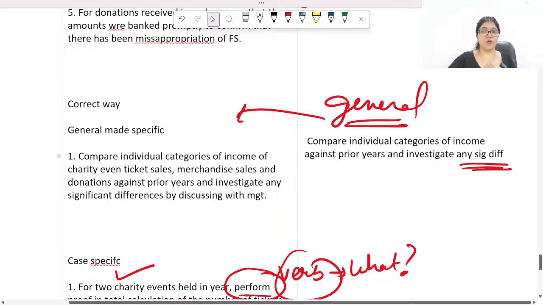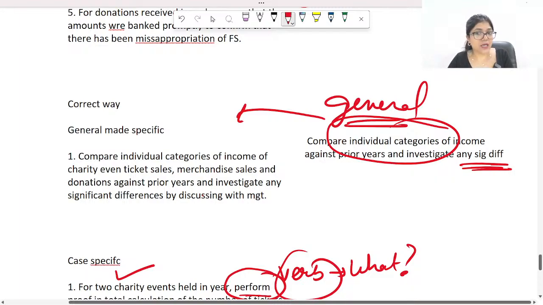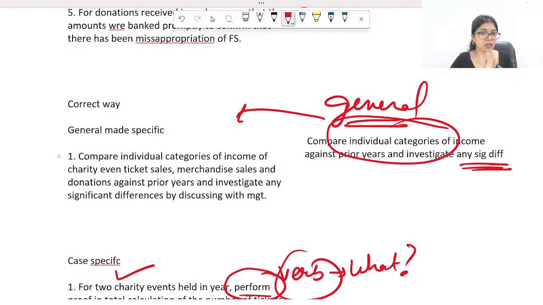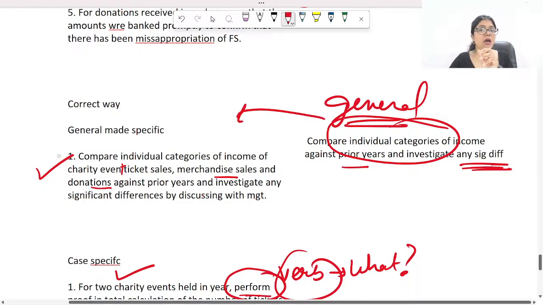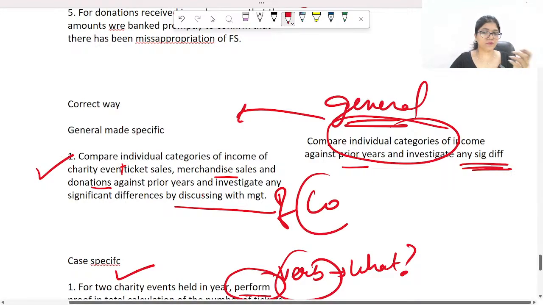So here they directly wrote individual categories, but from the question I got to know that there are three categories, three individual categories that are mentioned. So I will inculcate this, I will use this only and make it case specific. So compare individual categories of income, ticket event sales, merchandise sales and donations. So three categories mentioned in the question only, against the prior years, and investigate any significant differences by discussing with the management. And you can also write the company name as well if you want, right?